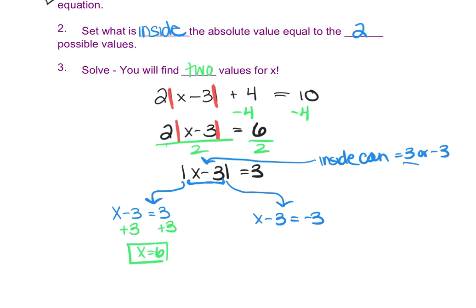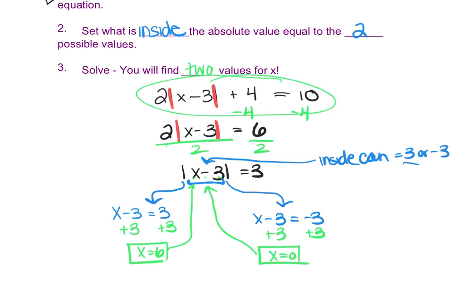So we are going to add 3 to each side, so we get x is equal to 6, and if we visualize this answer, 6 minus 3 is 3. The absolute value of 3 is, as you can see, 3. Then from here, we're going to add 3 to each side as well, so we get x equals 0. And again, we can test it out and visualize it. 0 minus 3 is negative 3, and the absolute value of negative 3 is 3. So we have found our two values that make this original equation true.